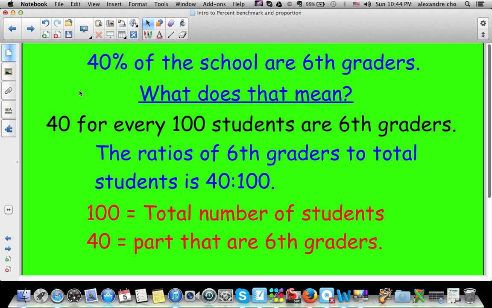Okay, so we can also write a ratio for that. The ratio of 6th graders to total students is 40 to 100. Part to total. The total being 100 and part of that 100 being 40. So part of those 100 kids are 6th grade. It's a part to total ratio. Okay? That's what a percent is.